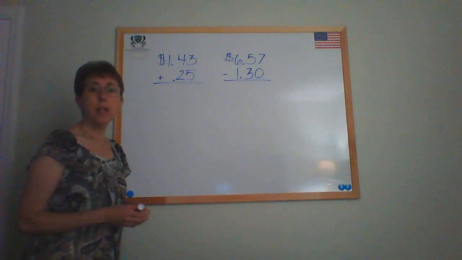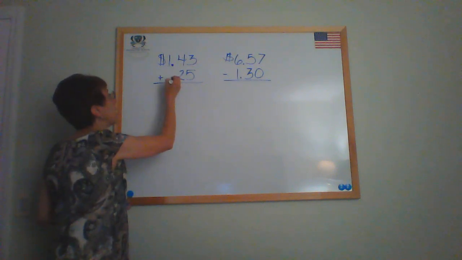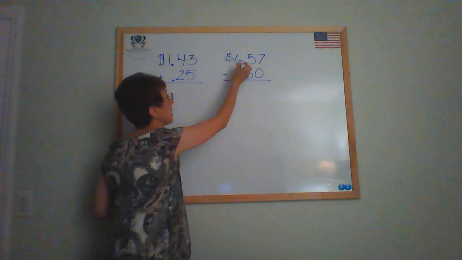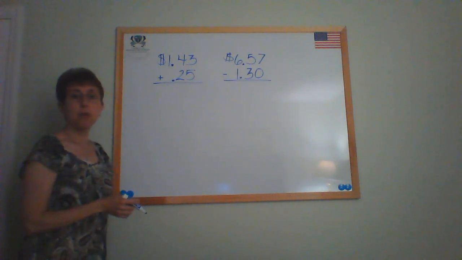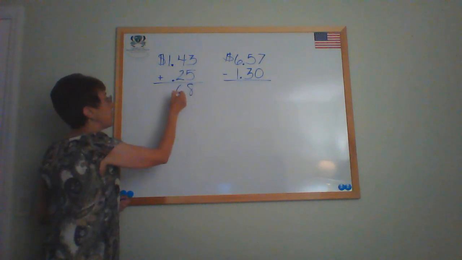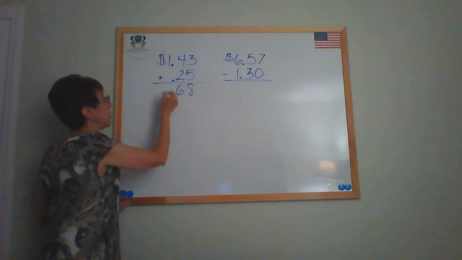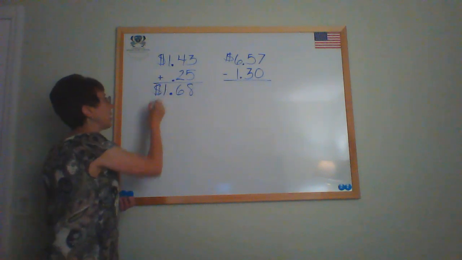When you're adding or subtracting money, you know that you always line up your decimal points. If we were adding $1.43 plus 25 cents, 3 plus 5 is 8, 4 plus 2 is 6. Remember to bring down your decimal point, 1 plus nothing is 1, and bring down your dollar sign.